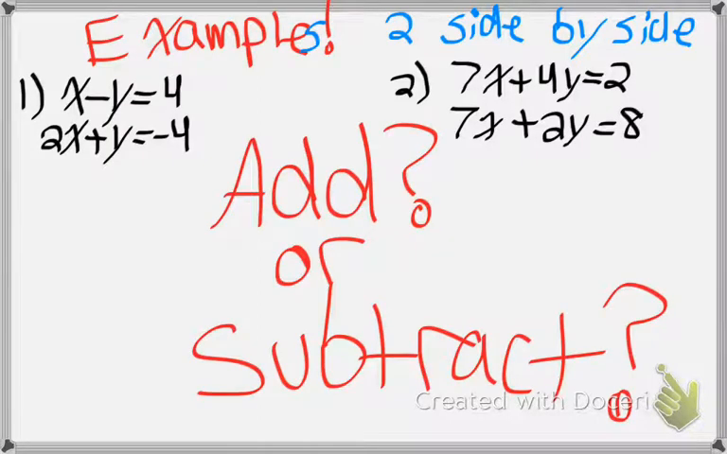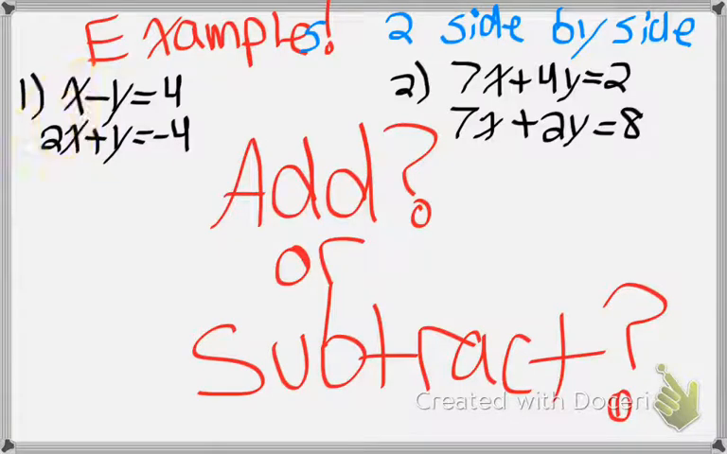Now I'm going to erase this in a minute. I'm just putting it there so we have a choice. Are you going to add these together or subtract? Remember that your goal is to have a letter cancel out. So take a look at the first example on the left. Number 1. If you were to add these two equations together, you would have x plus 2x. That would give you 3x. The x's wouldn't cancel out.